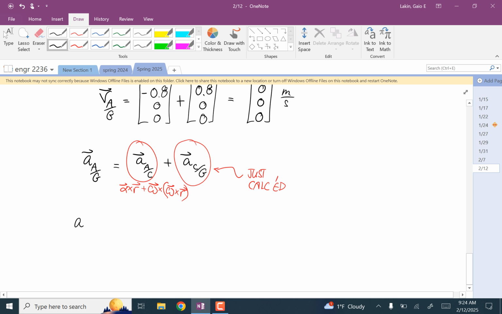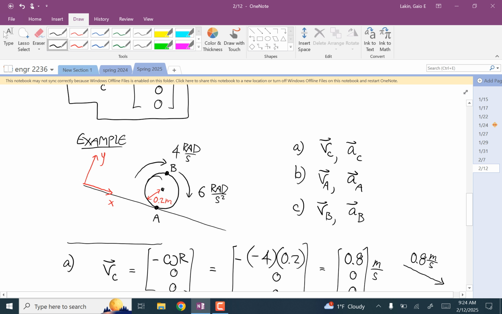Okay, so the acceleration of A relative to C is equal to, our alpha is 0, 0, negative 6.